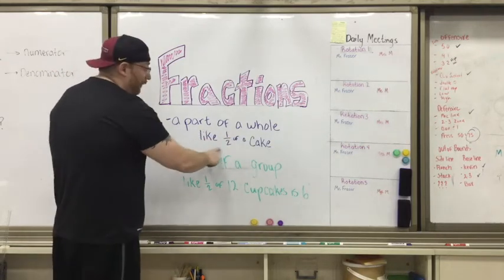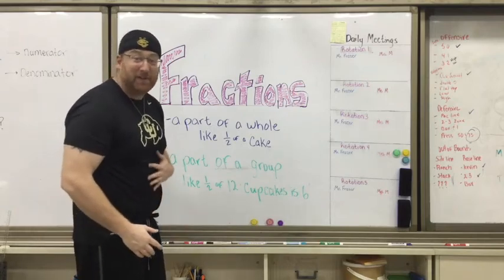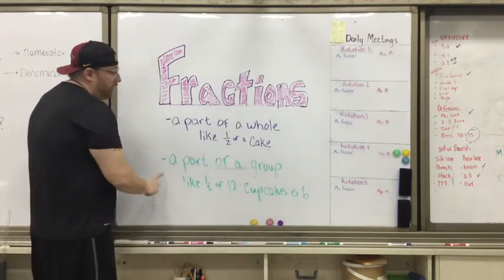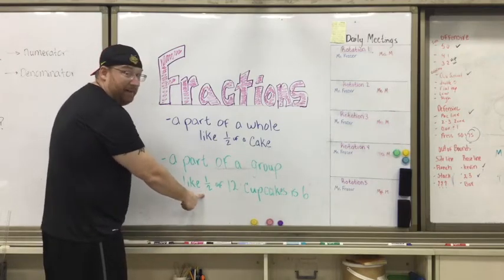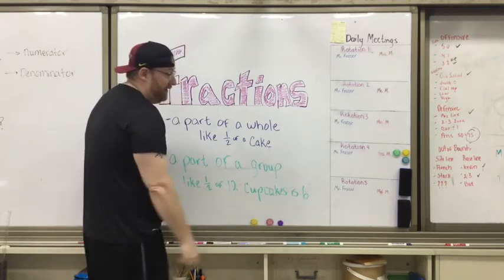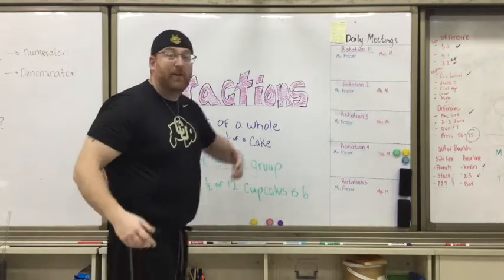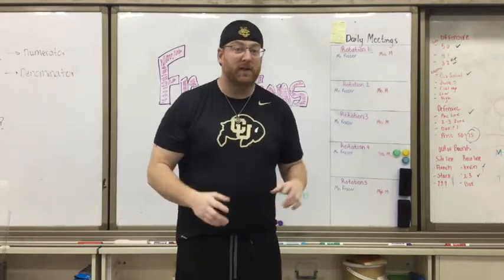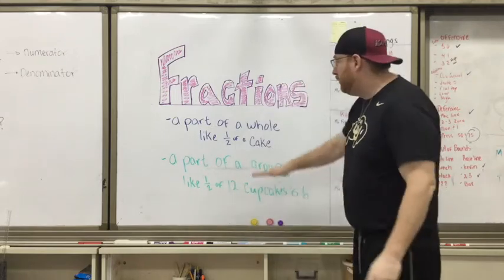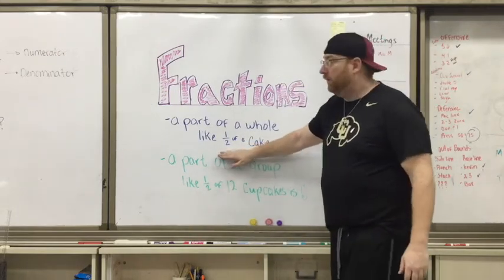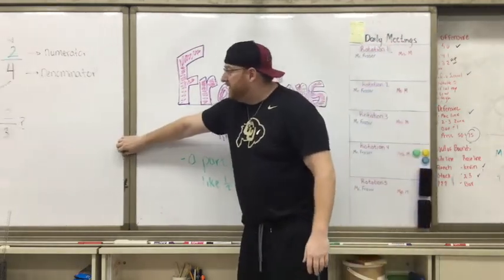Like if I eat 1/2 of a cake. That's what I'm talking about. But a fraction can also be a part of a group. Like if I eat 1/2 of 12 cupcakes, which is 6. So fractions can be two different things. To break it down a little bit more for you, today we're just going to be working with parts of a whole.